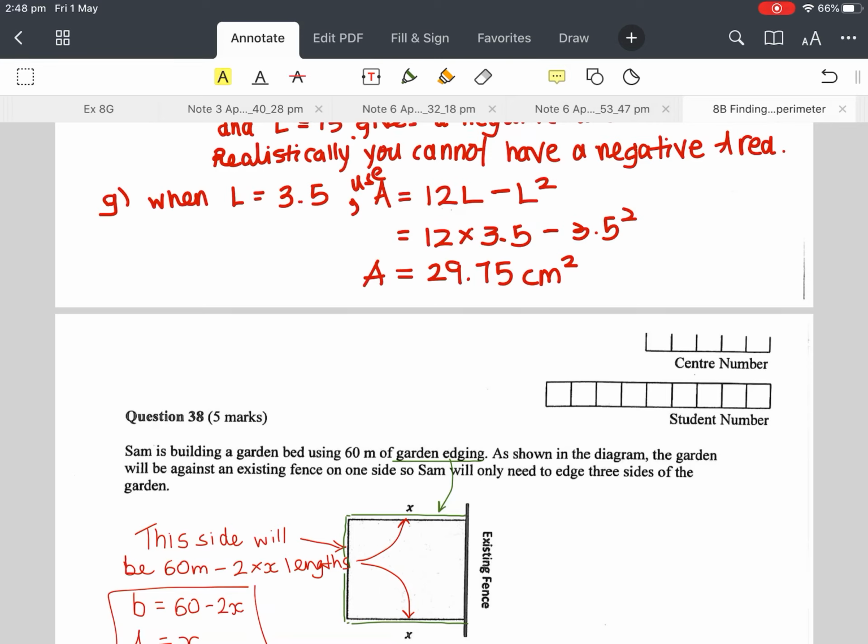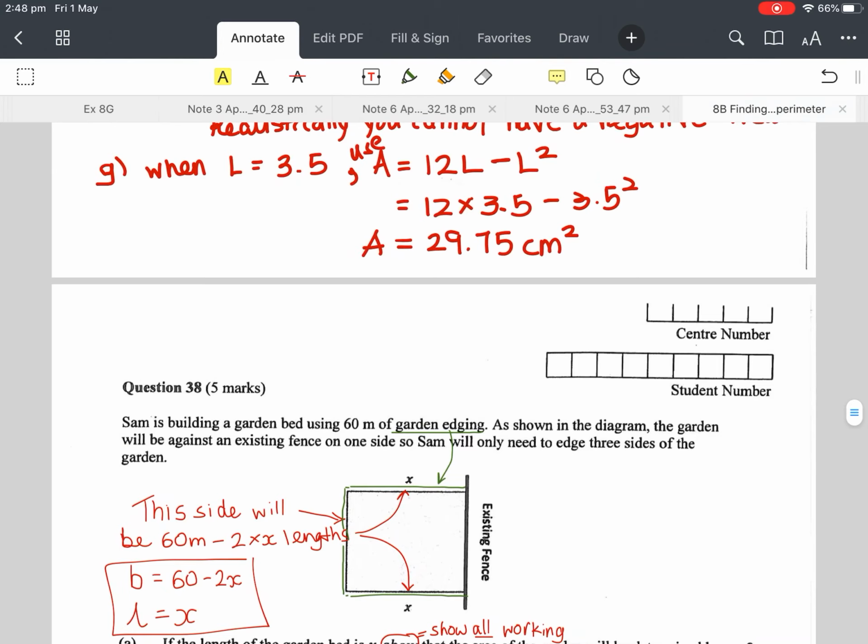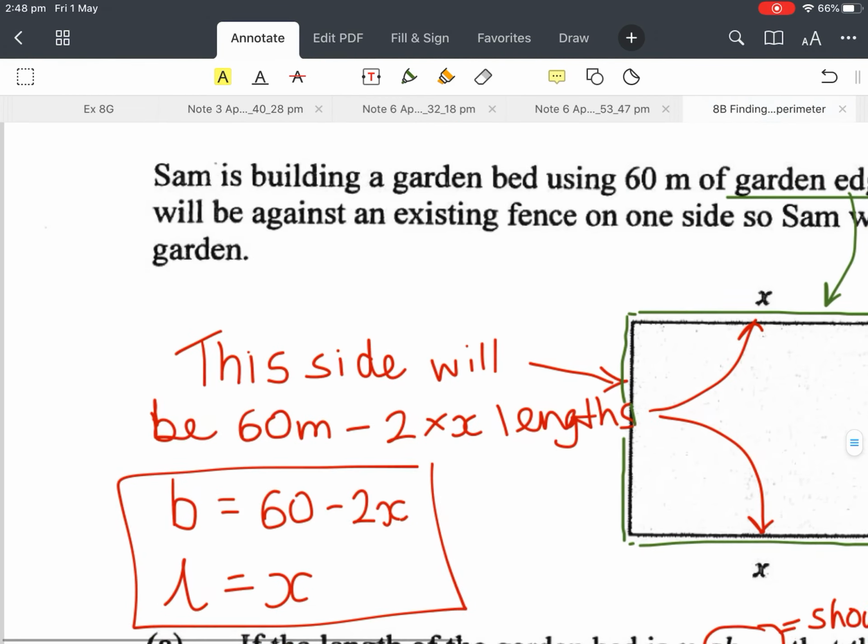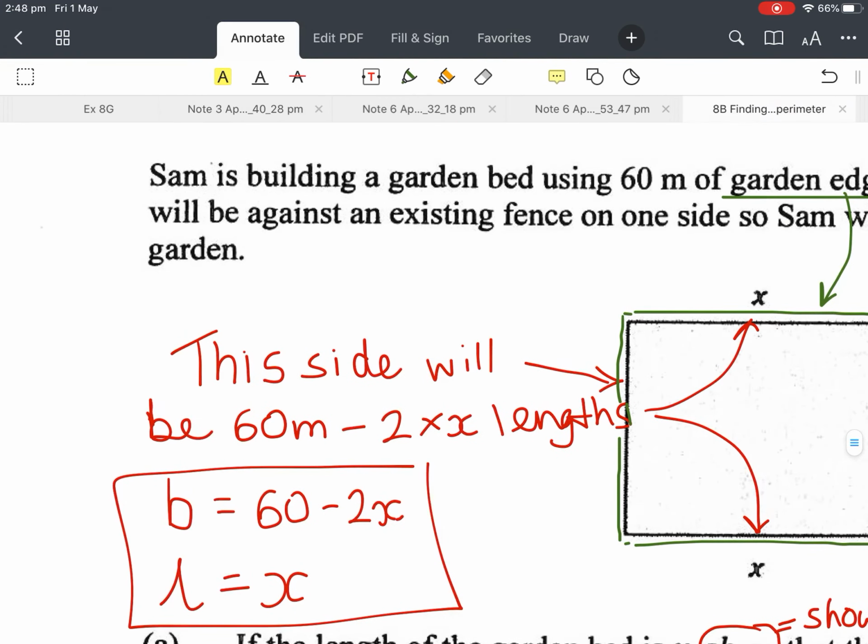So if our two lengths are x, and I know I'm going to use 60 metres of garden edging, and I'm not going to put it on that fence side, then my green line around my edges represents 60 metres. So I've just got to take away the 2 x's on either end. So you'll notice here in my red to the left of the diagram, there it is, I know that the breadth, if you wish, or the vertical will be 60 take away 2x. And I know that my length now, therefore, will be the horizontal, which is the x. Okay, so that's how you work out what the side length is.